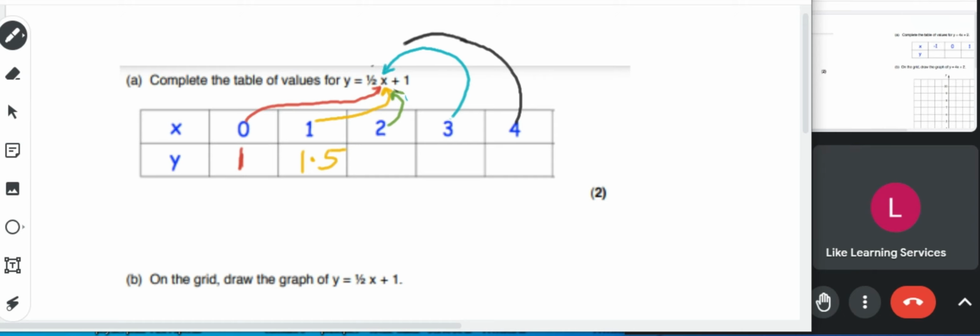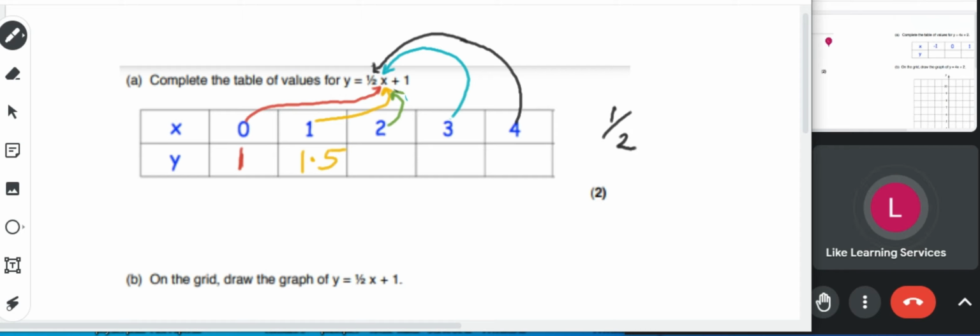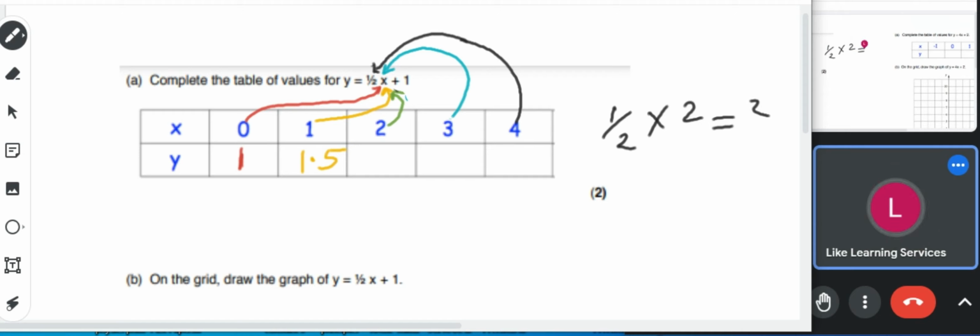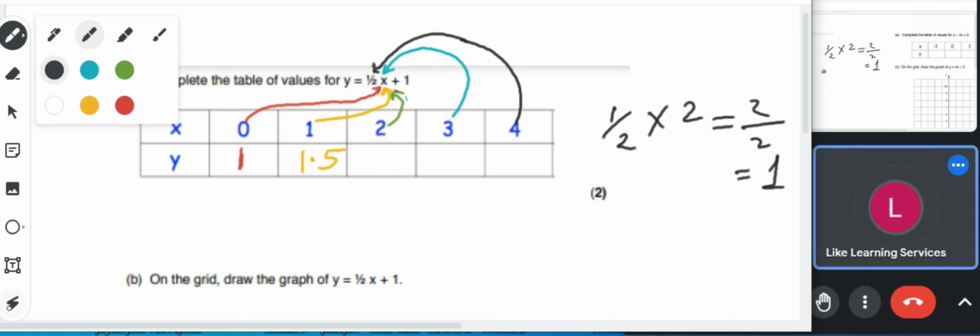Well, I know a half times 1 is going to be 0.5. That's obvious, it doesn't change. But because now x is 2, would it make 1? Yeah, half times 2 gives 1. That's correct. It's like saying 1 times 2 is 2, all over 2, which gives 1. So 3 times a half would be 1.5.